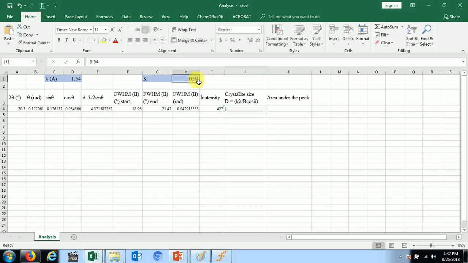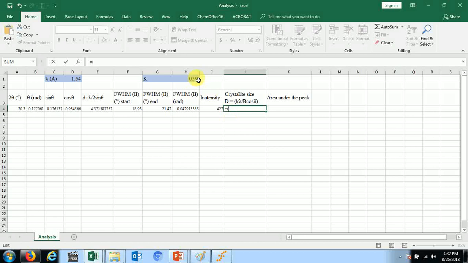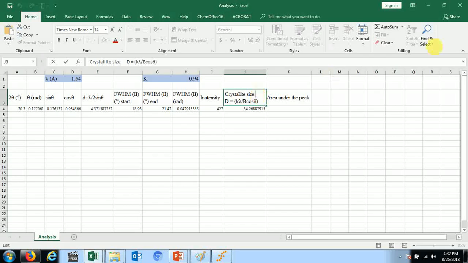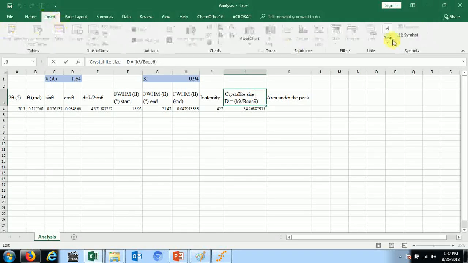So the value of K multiplied by lambda divided by B multiplied by cos theta. So this is the crystallite size in angstrom.